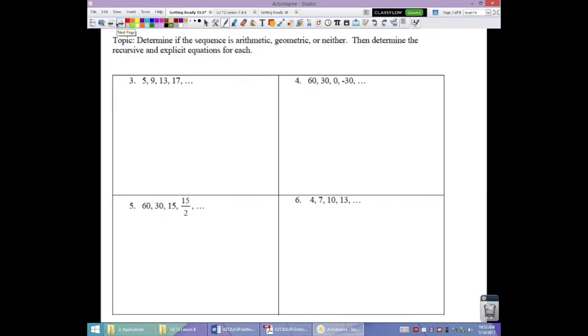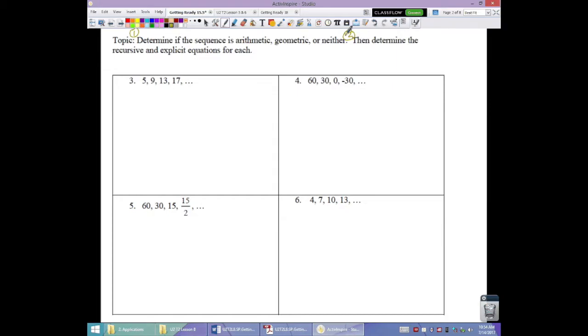Okay, so we're going to determine if the sequence is arithmetic, geometric, or neither, and then determine both types of equations for the pattern. The first part is to tell what kind. The second part, we're only going to do that if we have identified it as arithmetic or geometric. If we say neither, we're done.